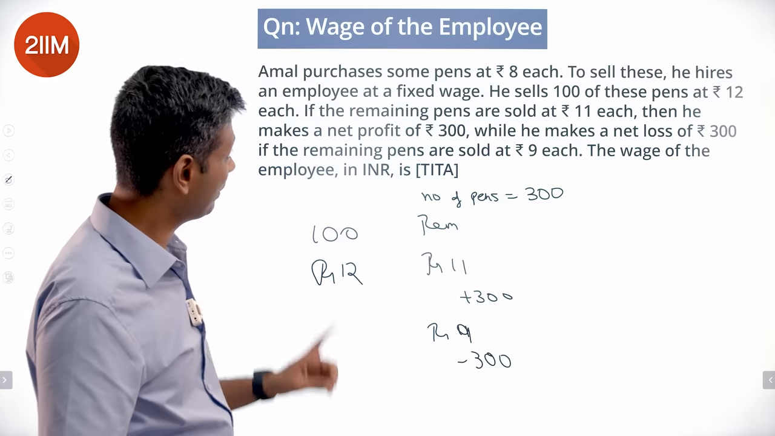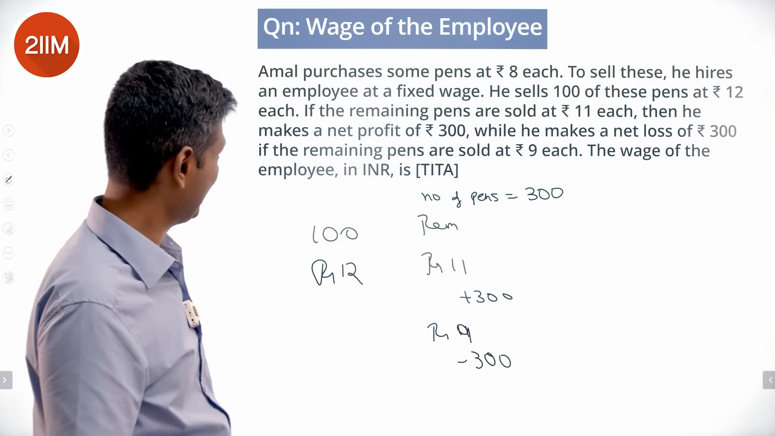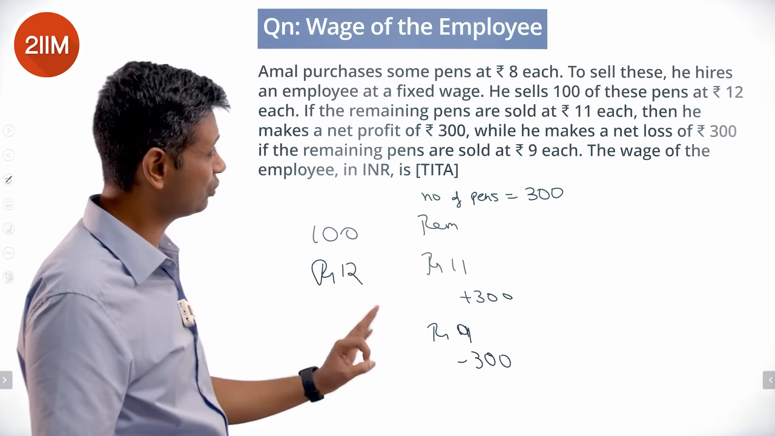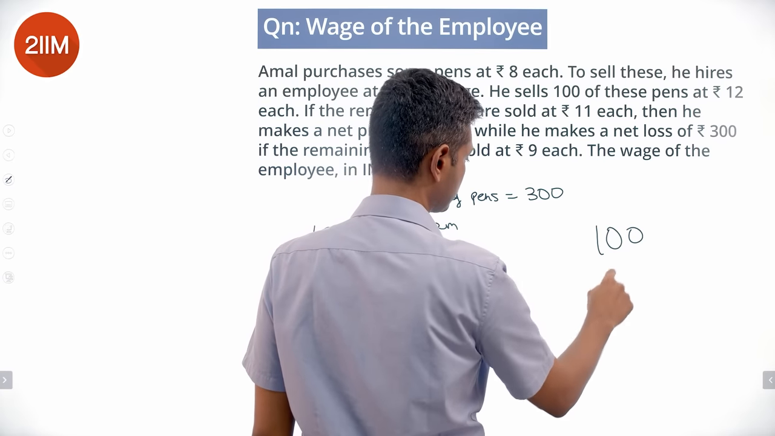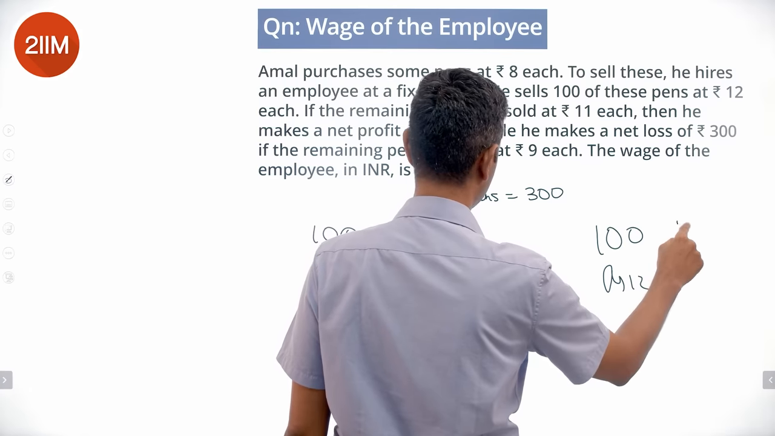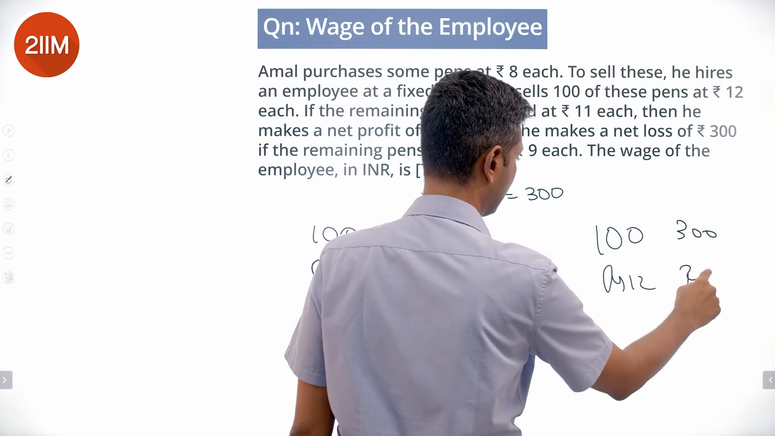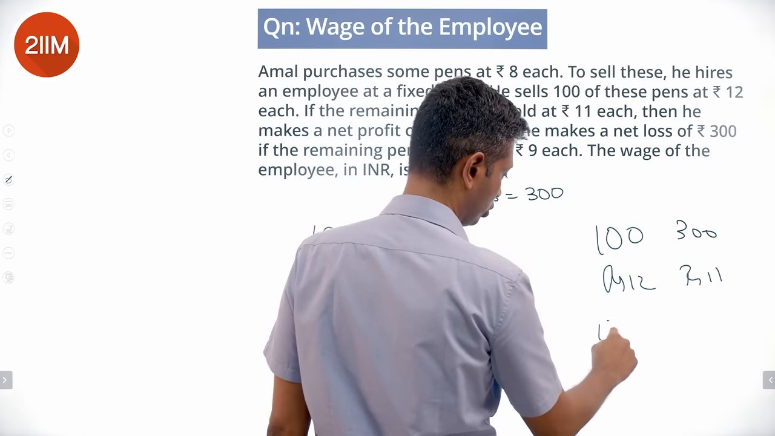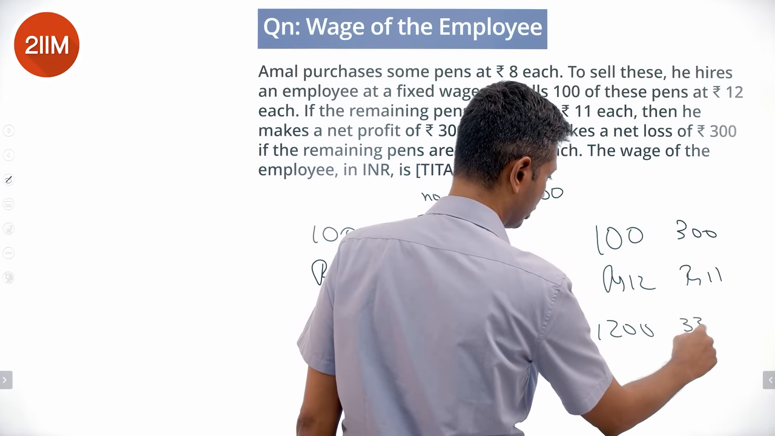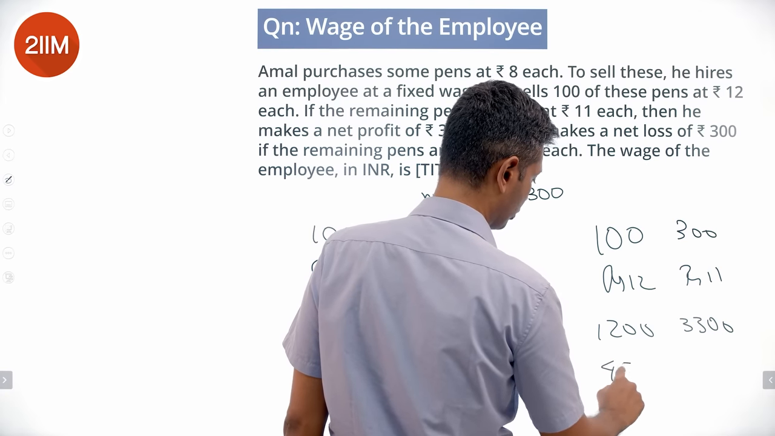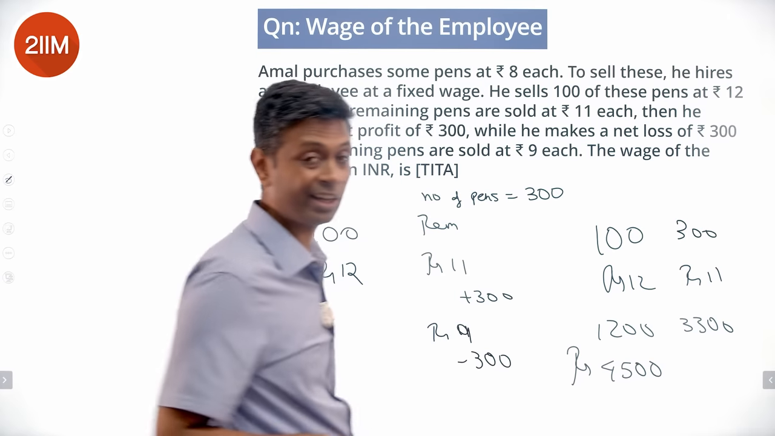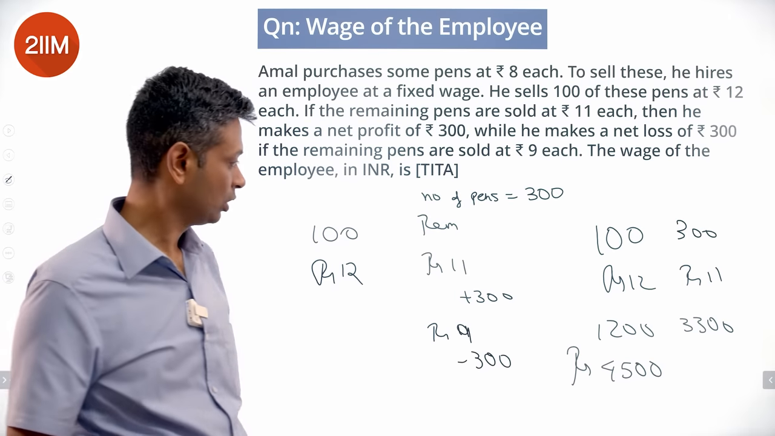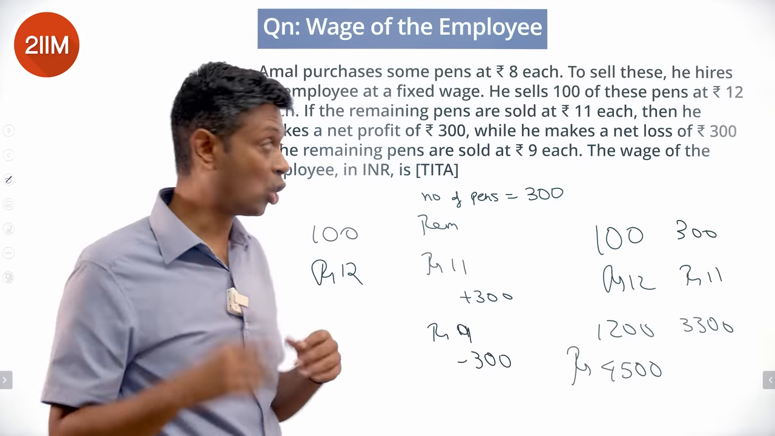Amal purchases some pens at 8 each. He hires an employee at a fixed wage. He sells 100 of these at 12. So let's do this. 100 pens at rupees 12 and 300 pens at rupees 11. So this is 1200, this is 3300. 4500 is the total amount of money he makes. This is a profit of 300.